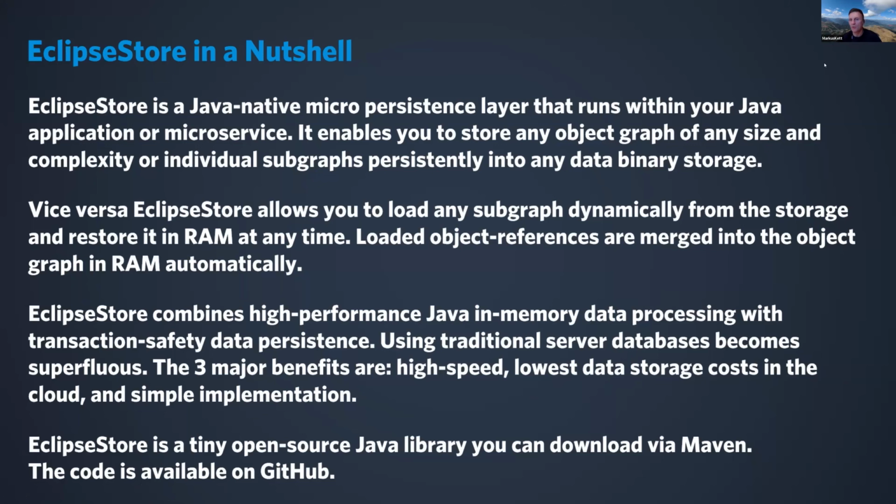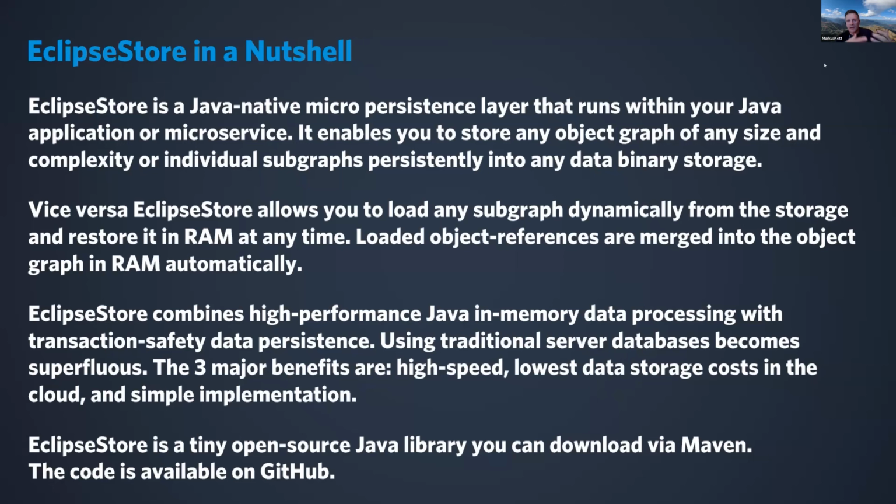And it enables you to store any object graph. You can store simple objects, you can store simple lists, but you can also store very complex graphs of any size, any complexity. You can not only store the entire object graph, you can also store only parts of the object graph, subgraphs, and in practice, mostly you will deal with subgraphs and lazy references. And you can store all these in a binary format into any binary data storage.